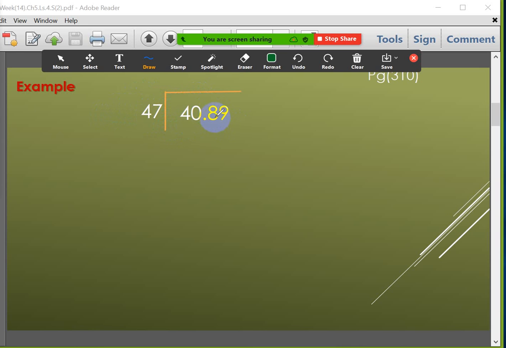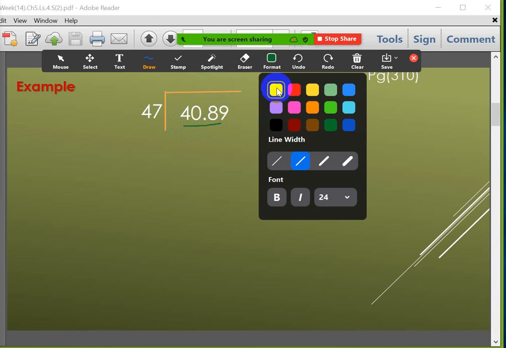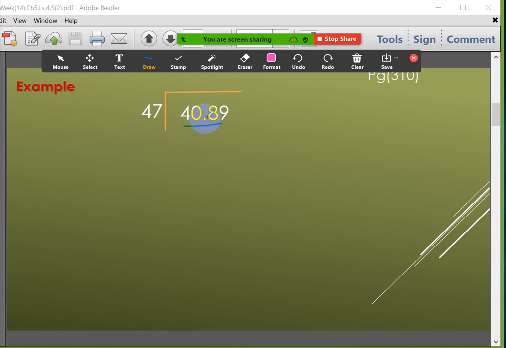So what I have to do, I will take the 8. So I have to take the 4 and 0 and 8. But there is a decimal point here. I can't move to the 8 without taking the decimal point up and putting it in the same location. So I have to take the decimal point up and put it in the same place.